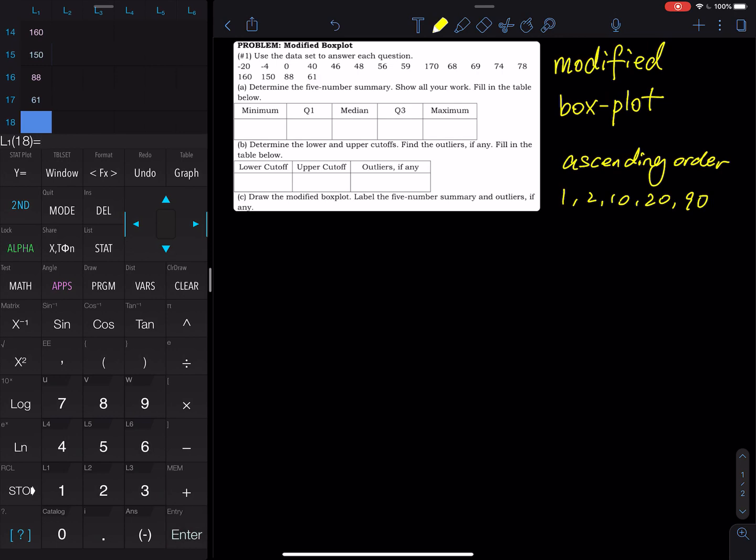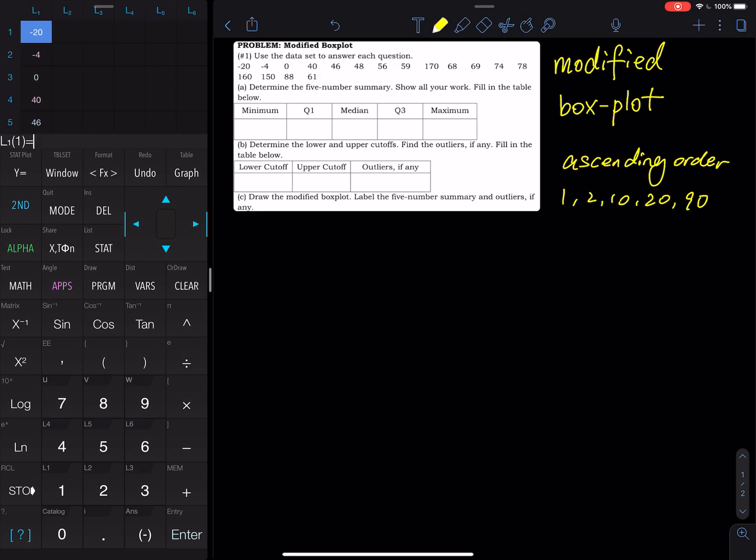Of course, you want to check your data because if you enter a wrong number, basically you will mess up the entire problem. So let me go back to check my data real quick. So 61, 88, 150, 160, 78, 74, 69, 68, 170, 59, 56, 48, 46, 40, 0, -4, and then -20.